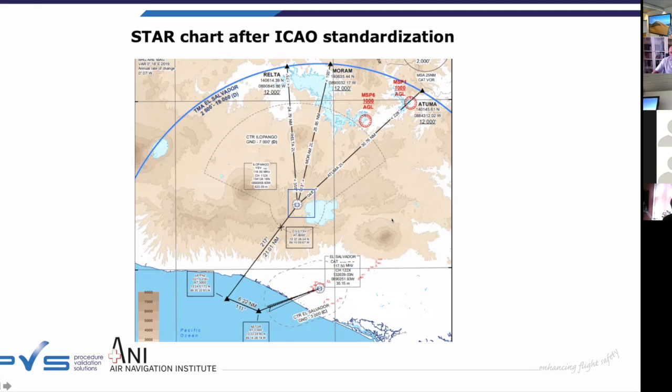They used to have transitions from these points to the common fix and then the STAR, but nowadays they have three different ones, which is according to ICAO, and it's correct. The question is, does it help? Is it good the way it is? Now, I'm through with my presentation. I would be pleased if we could open a discussion on transitions.